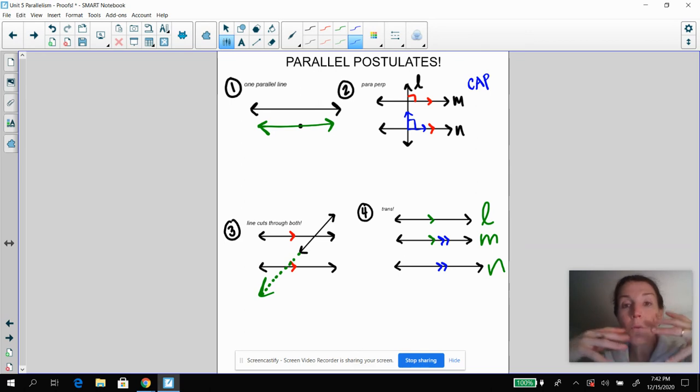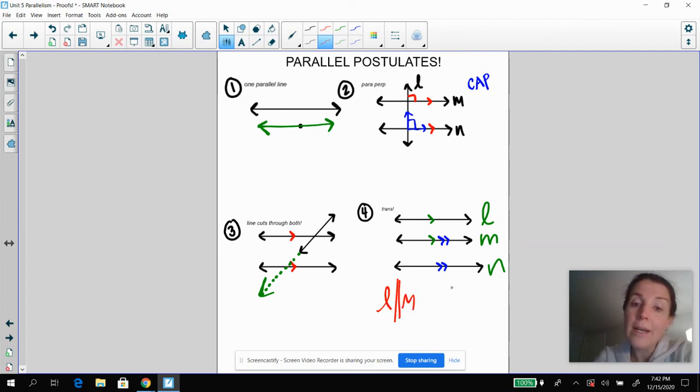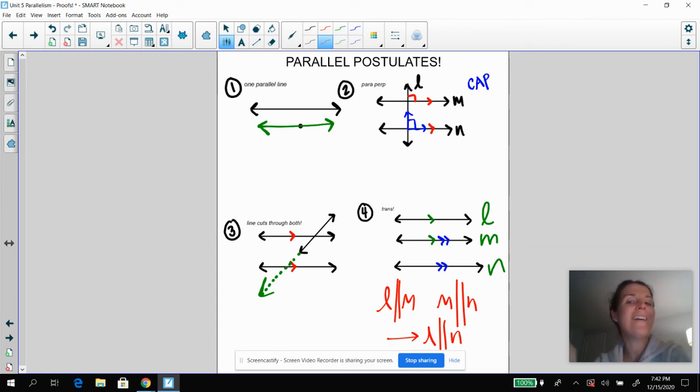This is number 4. This one makes sense because let's say that I know line L is parallel to line M. And I know that line M is parallel to line N. So using the transitive property, what do you think that would imply? Line L is parallel to line N. And so we call this para-trans. So if one line is parallel to another one, and that line is parallel to another one, then I know that this line is parallel to this line. And we call that para-trans. So para-perp and para-trans are two newer postulates, and we're going to use those in our proofs.